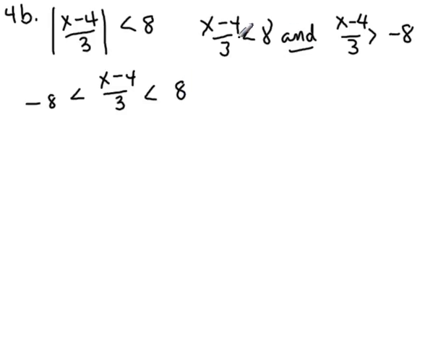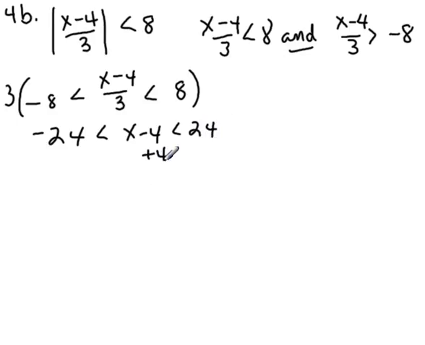I have the same two inequalities. I just put it in one, and this way I can solve it as one compound inequality. You can also solve it this way. Either way is fine. I'll solve on this way. First thing I want to do is get rid of that denominator, because remember, I'm trying to isolate the x in the middle of my two inequalities. So I'm going to multiply through by 3, and that gives me negative 24 is less than x minus 4, which is less than positive 24.